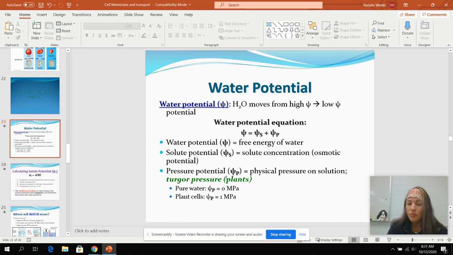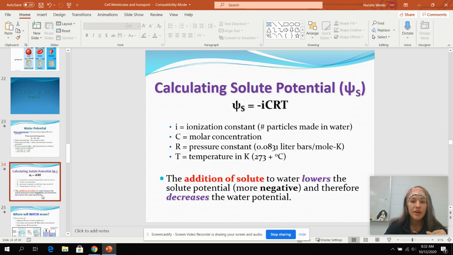This is more important for plants. We don't really talk about this with animal cells too much because it's how much pressure that cell is actually putting on the outside of that cell wall. And we also call this turgor pressure or turgor. So pure water would have 0 pressure potential. In plant cells, they can have up to 1 megapascal of pressure because they need to remain rigid.